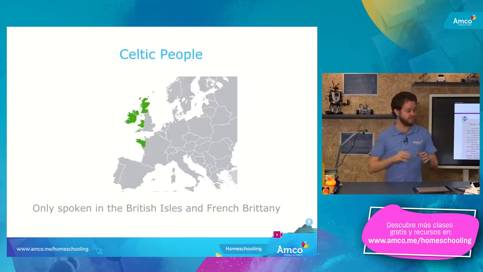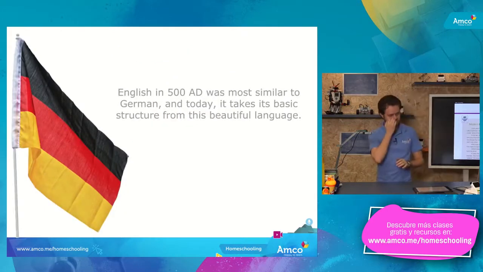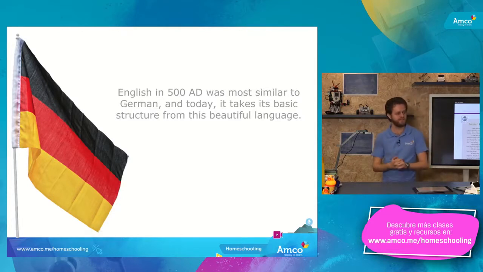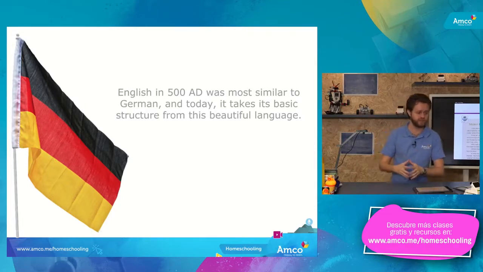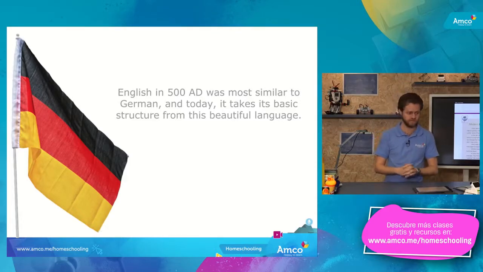Now, it is only spoken in the British Isles and the French part of Brittany, or what was initially conquered by the Normans, for example, from Normandy. Okay? Now, something also very interesting is just how much influence German has. English in 500 AD was most similar to German, and today it takes its basic structure from this beautiful language.